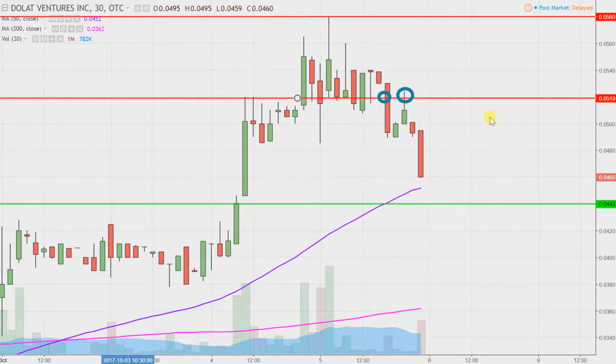So by no means am I saying 0.052 is impossible to break. I'm just saying that at that level, the bulls are going to have to bring their A game, not only to get back up above it, but to stay up above it.